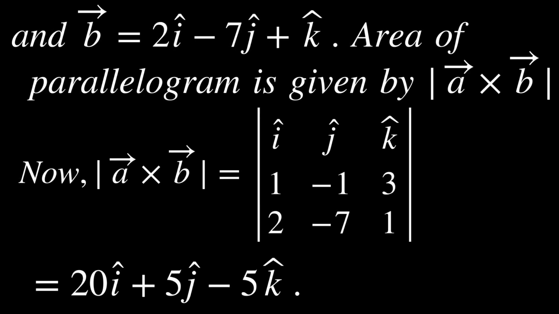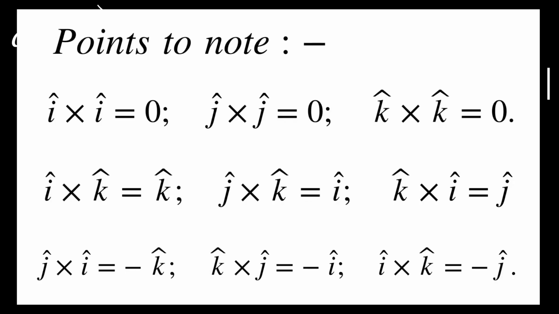Now one more point also you need to remember regarding the cross product among unit vectors. So this is as shown: i cross i is equal to 0, j cross j is equal to 0, k cross k is equal to 0. Similarly, i cross j is equal to k, j cross k is equal to i, k cross i is equal to j, and also j cross i is equal to minus k, k cross j is equal to minus i, and i cross k is equal to minus j.